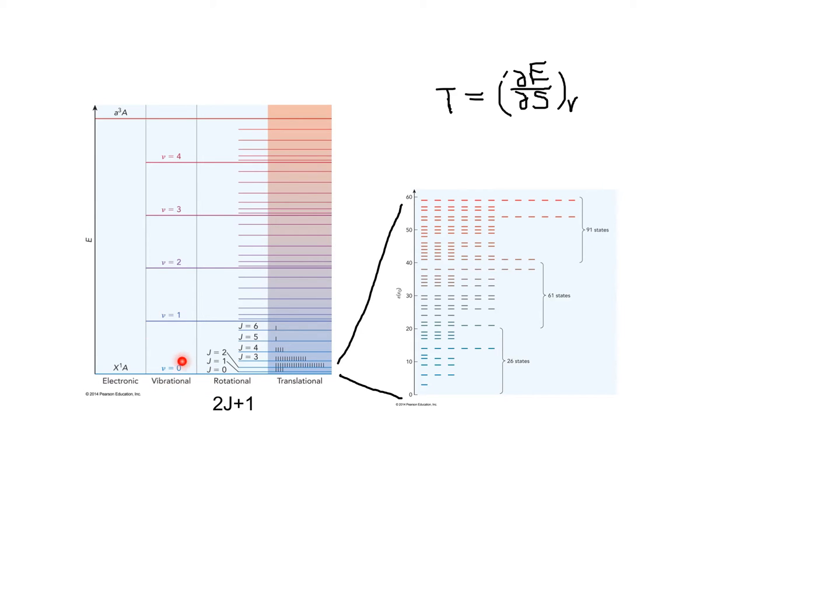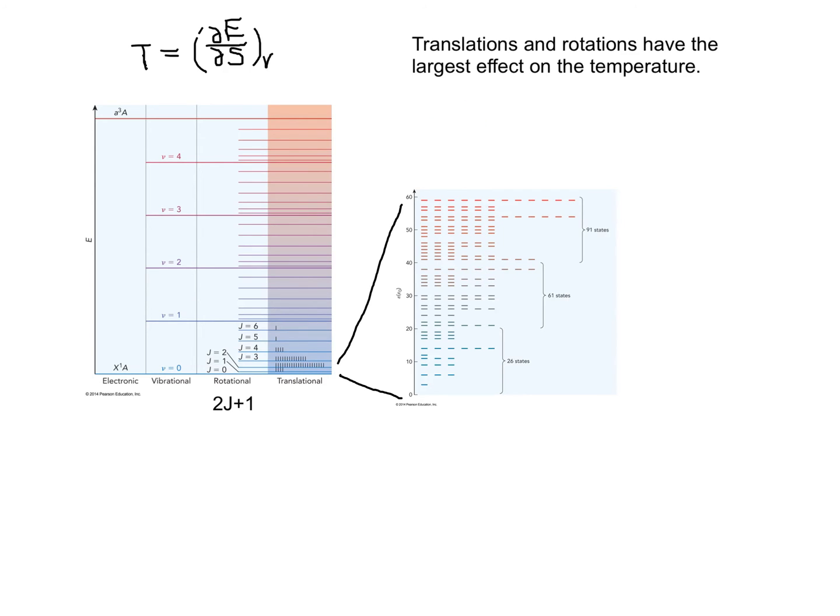And so vibrations are not easily excited states and don't contribute much to the temperature because we don't increase the number of microstates until we can excite higher level excited state vibrations. So translations and rotations have the largest effect on the temperature of our system. Using a similar argument, changing the potential energy of a system does not typically change the number of microstates by much, and therefore potential energy does not affect the temperature of the system.